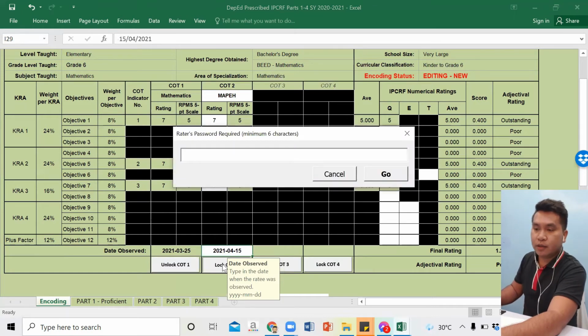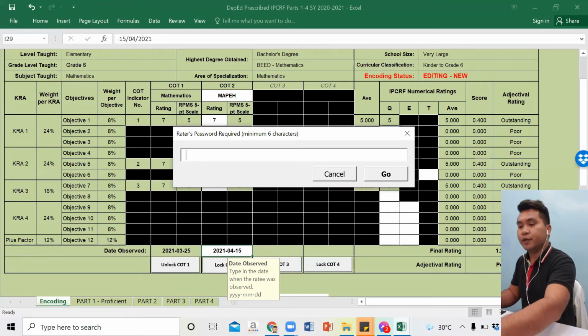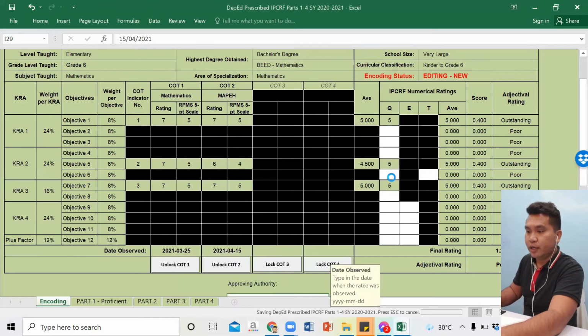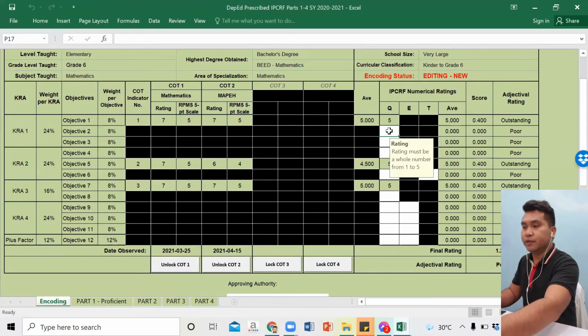Whatever the password on COT 1, it must be the same password also for COT 2. But again, only the rater can know this password. Then go. Then next is the Q. So here, rating must be a whole number from 1 to 5. So let's say 5, 5, 5.